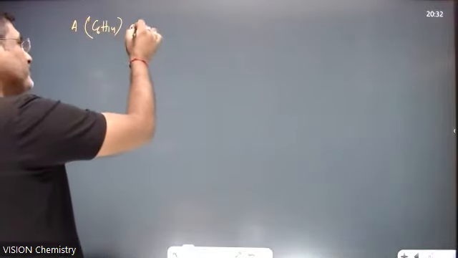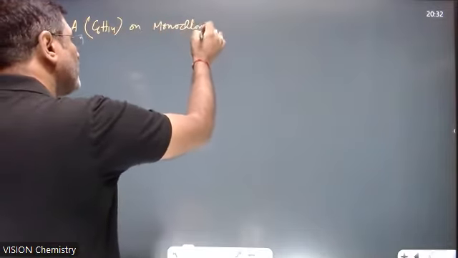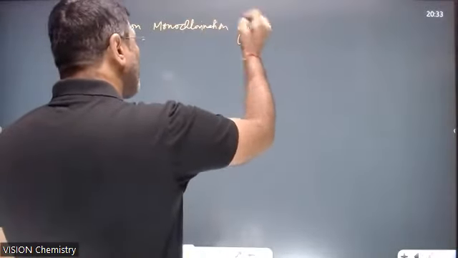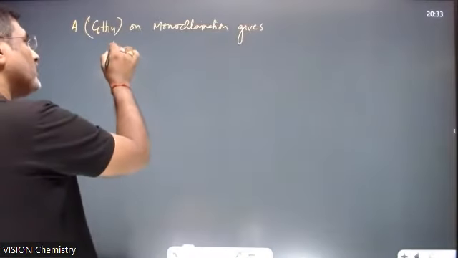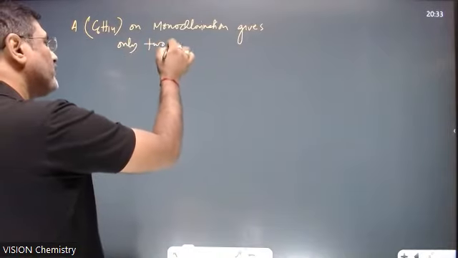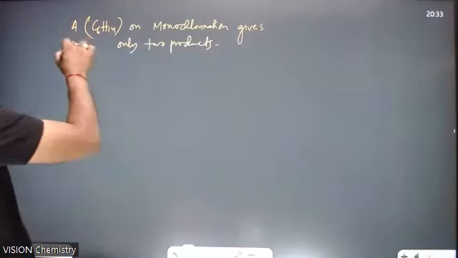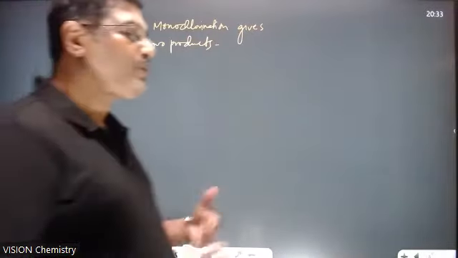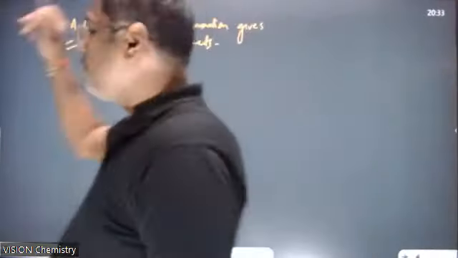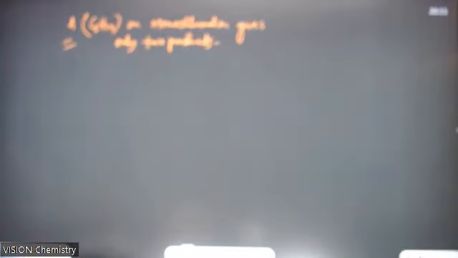On monochlorination it gives only 2 products. Only 2 products. What could be the structure of A? A is C6H14. The molecular formula is given.